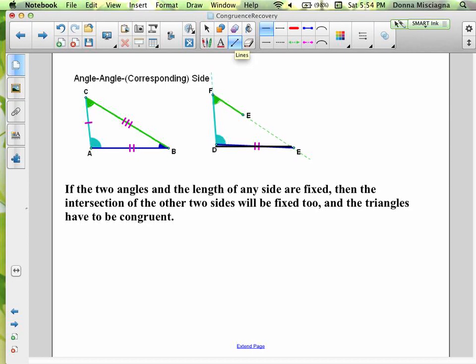Right? And then the angles are fixed. So this angle here is fixed. Oops, I drew it a little off there. And this angle there is fixed. Let me fix that angle. Right? So those angles are fixed.